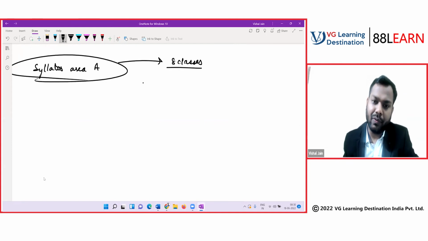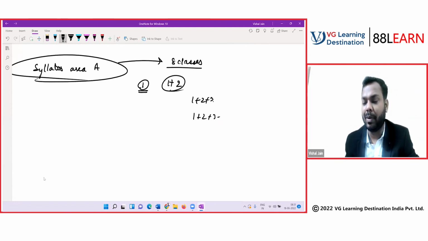Now, after the first class, you will revise the first class. After the second class, you will revise 1 plus 2. After the third class, you will revise 1 plus 2 plus 3. After the fourth class, you will revise 1 plus 2 plus 3 plus 4. Like this, you will go for 8 classes, right?